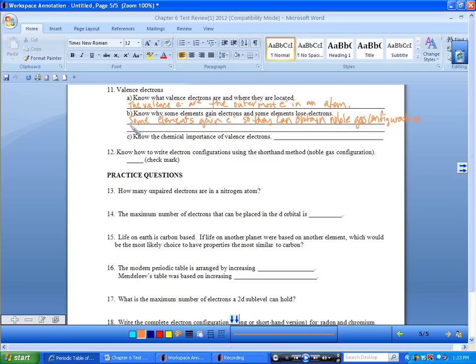If you move on to the other elements, some elements will find it easier to lose electrons so that they can have the noble gas configuration.